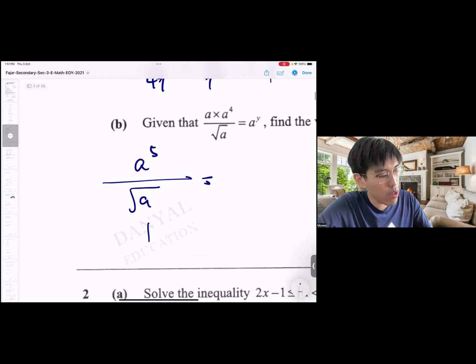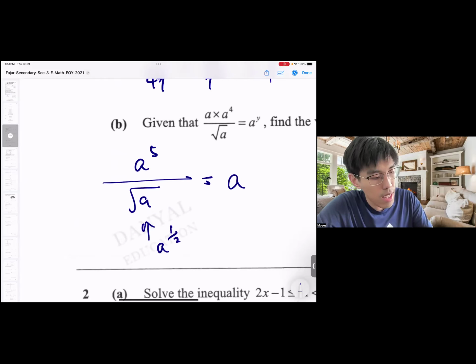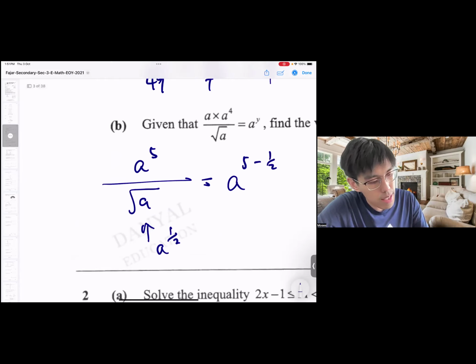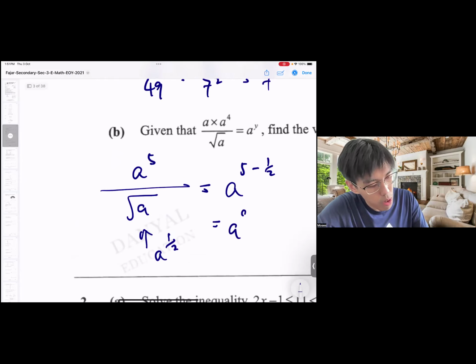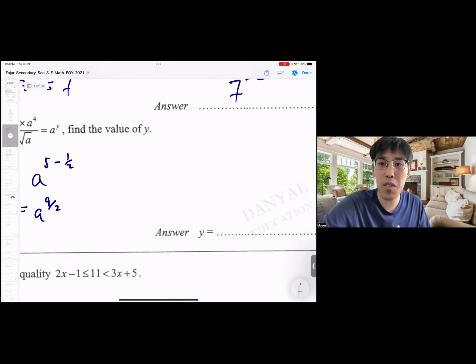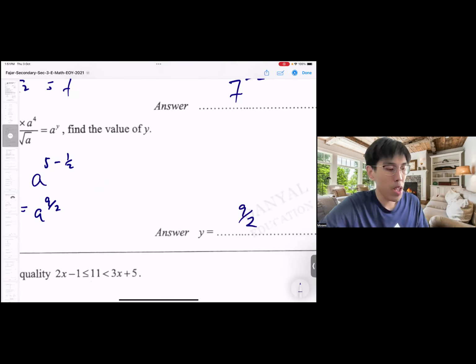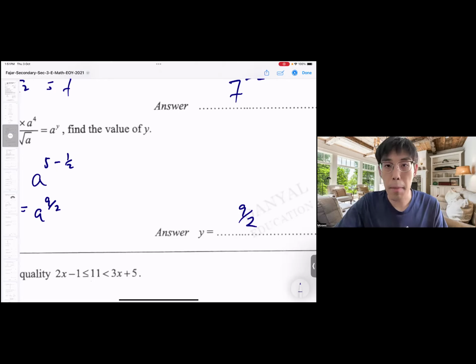So take note that square root of a is a to the power of half. So technically this is a to the power of 5 minus half. So it's a to the power of 9/2. Okay, you want to write 4.5 also can. You want to write improper also can. I really don't want to nag about it, but I'll just write it as improper fractions. Normally at this point, the general rule of thumb is to write it improper. But if you really want to write 4.5, I won't stop you. Okay?